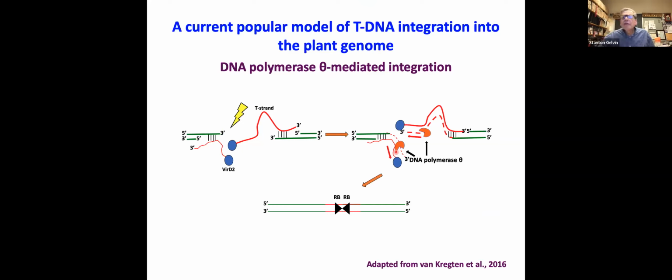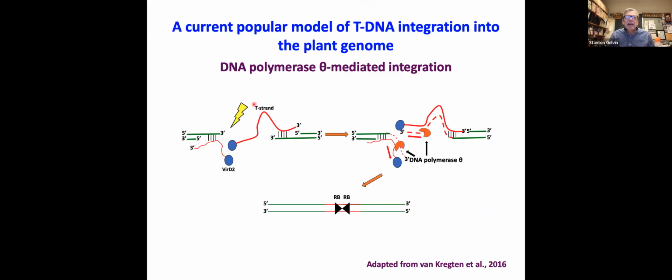About 5 years ago, a very important paper came out of the Leiden University laboratories. They were saying that DNA polymerase theta, a very unusual DNA polymerase, is absolutely essential for tDNA integration into the genome of Arabidopsis. Now, having said that, I'm going to show you data in a little while that says that this is not completely true, that we actually can get tDNA integrated in DNA polymerase theta mutants. But this is the model they presented, and the model is actually very, very interesting.